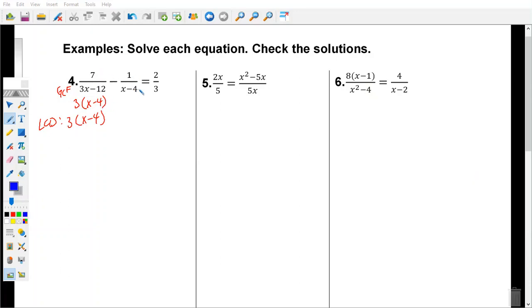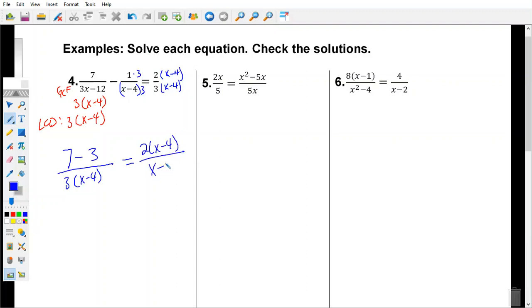The second fraction in the denominator, it needs a 3. What I do to the bottom, I have to do to the top. The last fraction here, it has 3, but it doesn't have x minus 4. So it needs x minus 4. What you do to the bottom, you're going to do to the top. And now you're going to multiply your little cells out. So we have 7 minus 3 all over 3 times x minus 4 on the left side equals 2 times x minus 4 all over 3 times x minus 4. And now my denominators are the same.